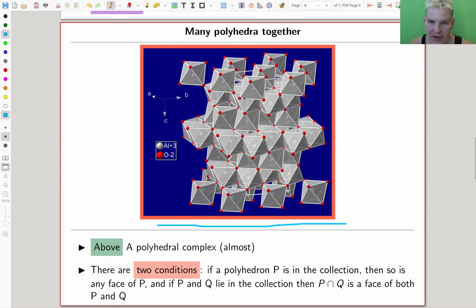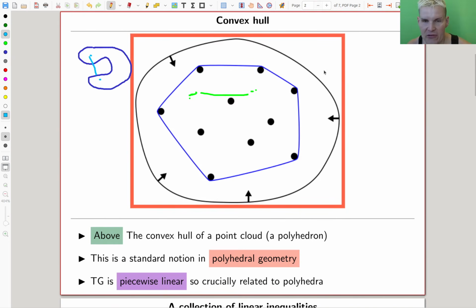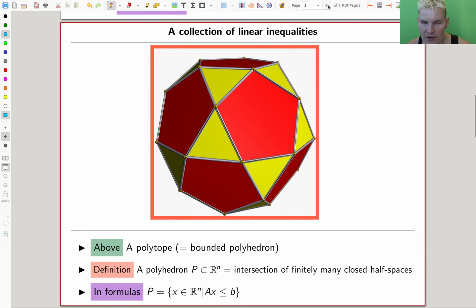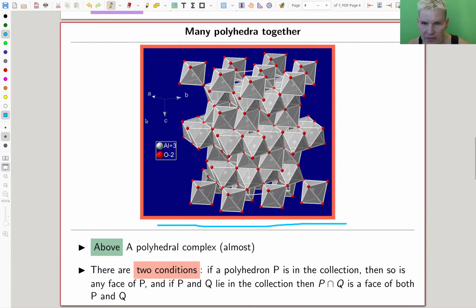The picture is actually really good, some crystal type picture like that. So up to two conditions, like the intersection is in both of them or something like that, right? So it's not a completely random collection of polyhedra, but a reasonably nice collection of polyhedra. Anyway, these are the classical notions of polyhedral geometry: convex hull, polyhedron, and I really just need the polyhedron to define a polyhedral complex, a collection of polyhedra.